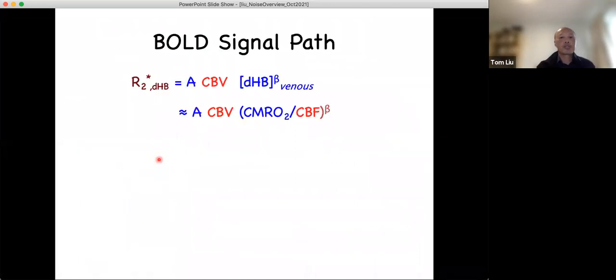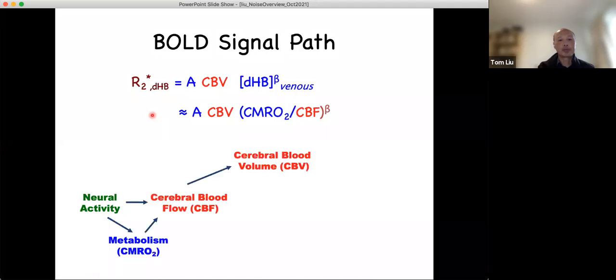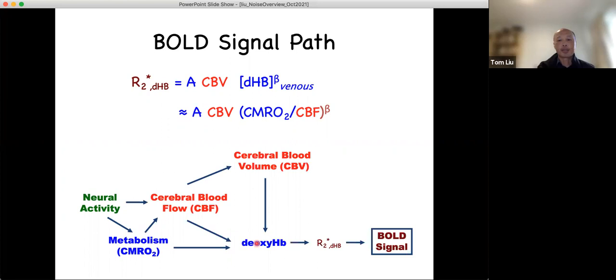Okay, so now we're going to transition a little bit into looking at R2 star and what the changes are. Just to remind you, what we measure with the BOLD signal is quite far away from the actual neuroactivity. It goes through this interesting, complicated, and still-studied pathway: neuroactivity causes changes in blood flow and metabolism and CBV. All of these things can conspire together to cause changes in how much deoxyhemoglobin you have. That leads to changes in R2 star, and then finally you're left with the BOLD signal here.